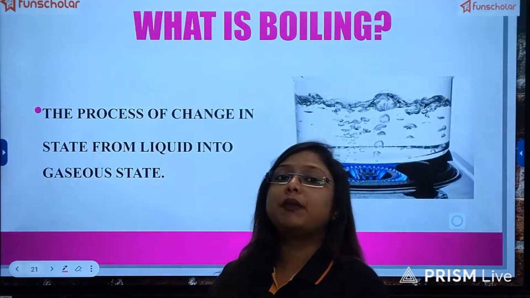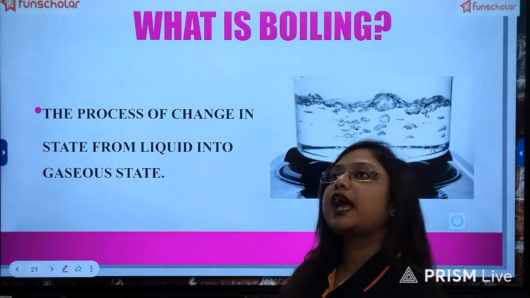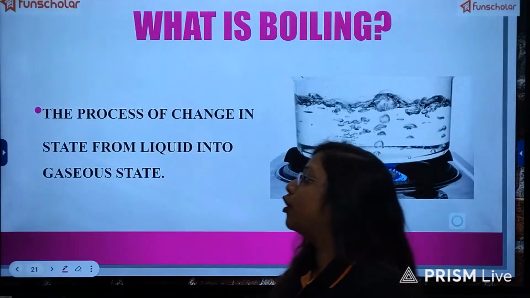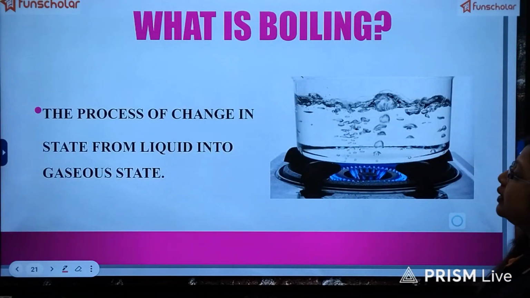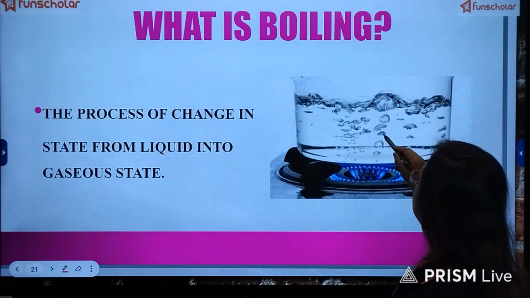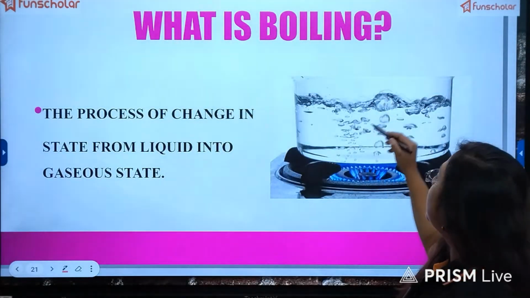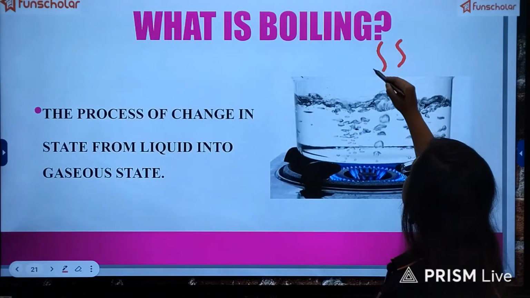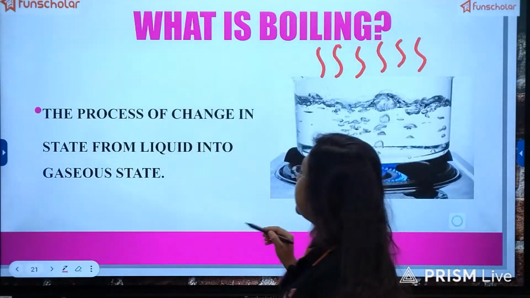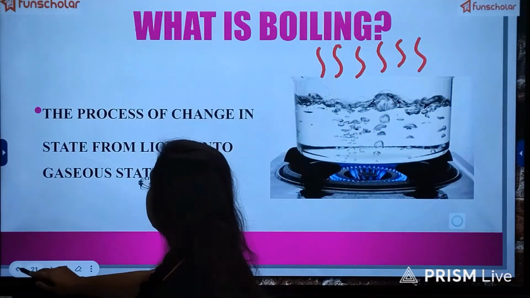The state of matter is changing here. What is happening here is liquid is changing into gaseous form. There is a process of change in state from liquid into gaseous state. Here if we give heat to the water in a particular pot, we can see that some kind of gaseous thing is evaporating. Okay, so this is what we can call boiling.